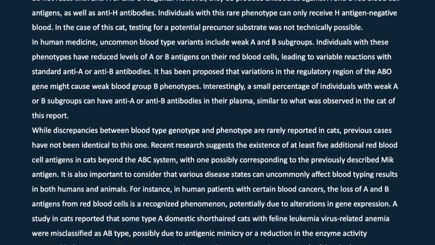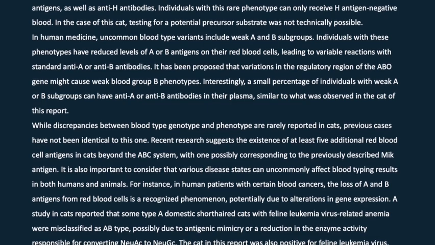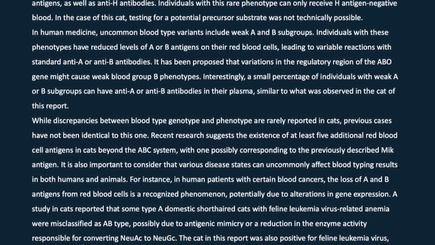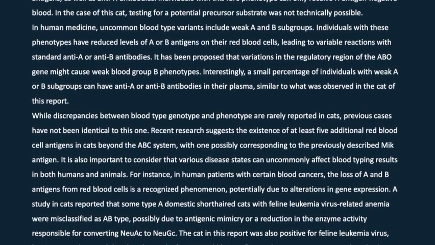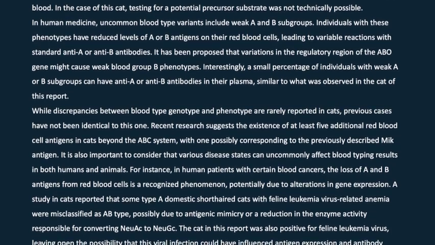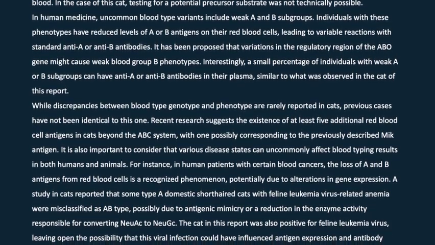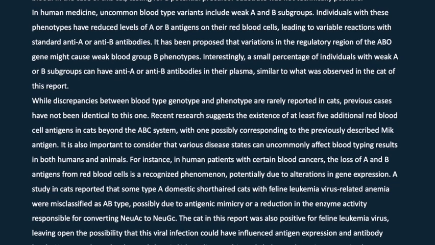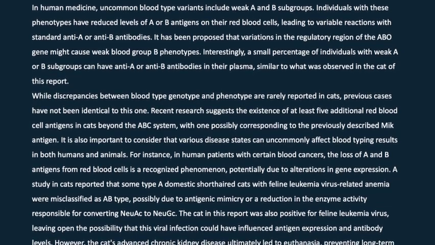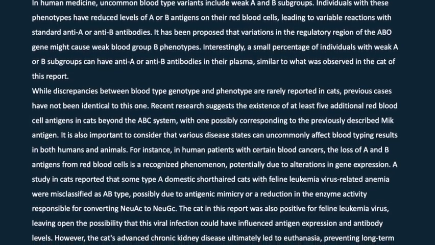While discrepancies between blood type, genotype, and phenotype are rarely reported in cats, previous cases have not been identical to this one. Recent research suggests the existence of at least 5 additional red blood cell antigens in cats beyond the ABC system, with one possibly corresponding to the previously described MYC antigen.